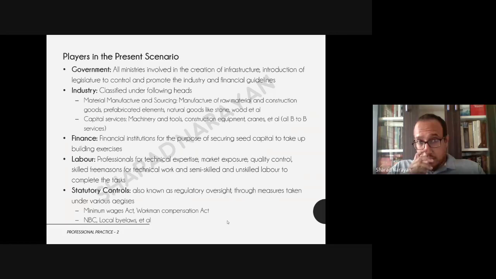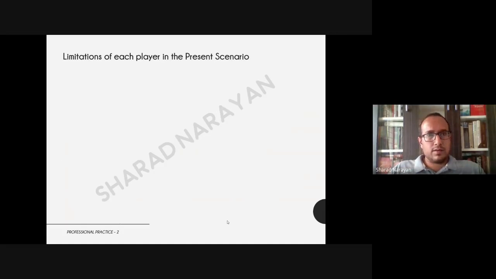So these five players are critically and intrinsically involved in the building industry in its present method. Now, understanding that these people exist as a part of the building industry is one thing. Knowing what each one's limitations are is important as well, because understanding the limitations allows us to know exactly where the shortcomings are and contribute accordingly, which will be the next aspect that we will look at.